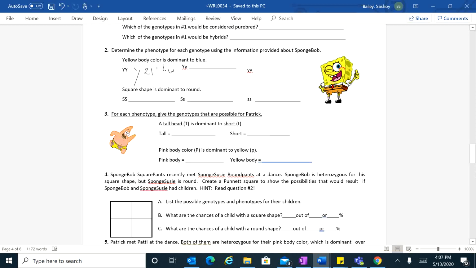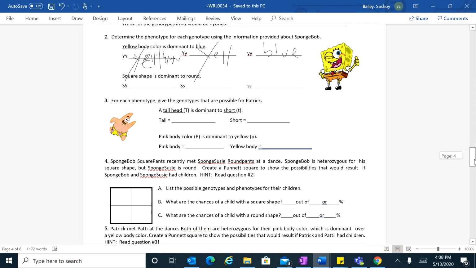Sorry, it's messing up, but it's just yellow. And then the one next to it is also going to be yellow. I'm just going to put a Y there because there is a dominant trait. This is going to be blue because they're both recessive. And it says that yellow is dominant to blue. So again, whenever you have at least one dominant, you will see the dominant trait. The only time you see the recessive trait is if you have two recessives. So go ahead and try that for the square body is dominant to round.